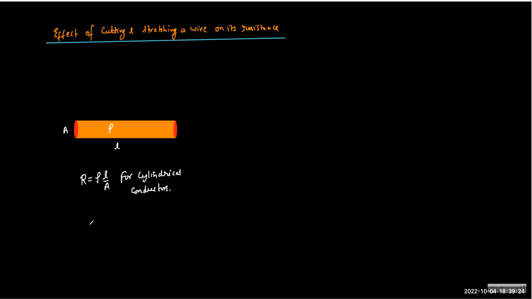Yes. So if you cut into two pieces, keeping the area same, L1 and L2. So we can say if rho is constant, A is constant, so R will be proportional to L, and therefore R1 by R2 will be in the ratio of the lengths L1 by L2. That's pretty simple. So one should know that.